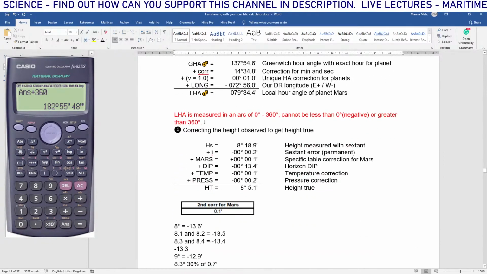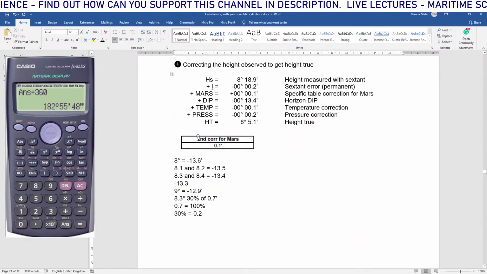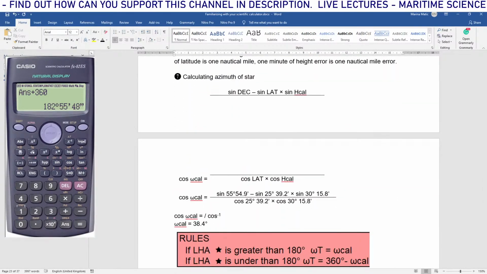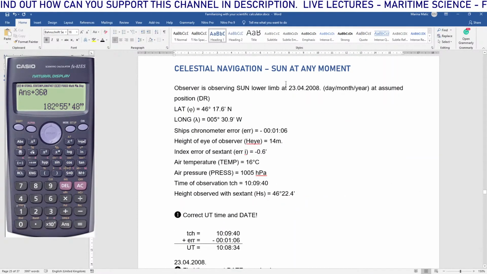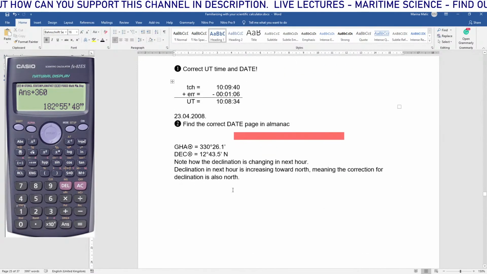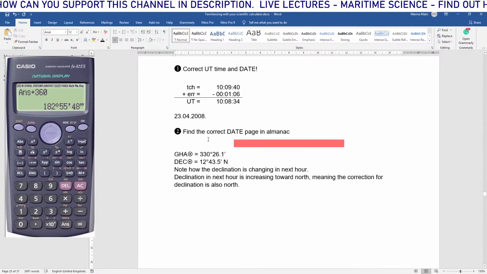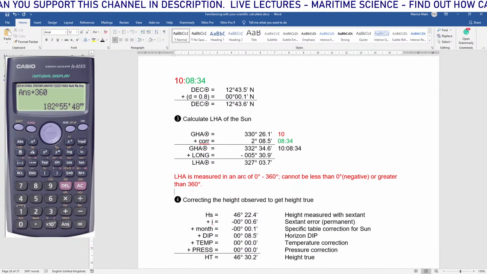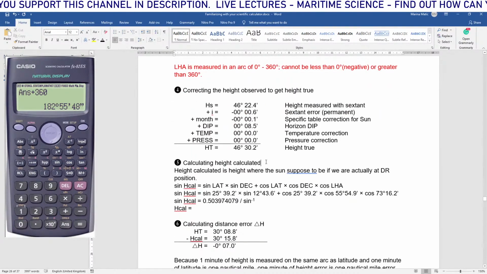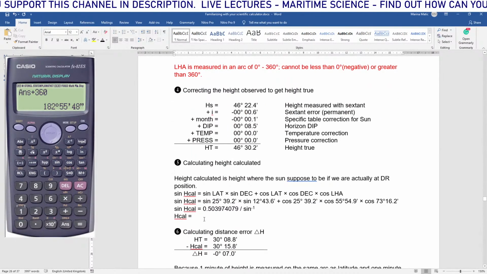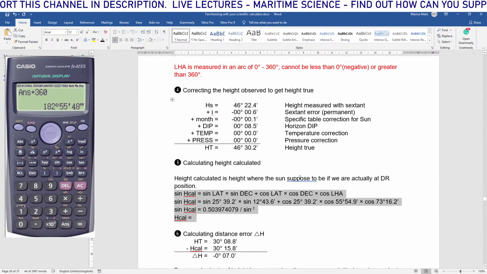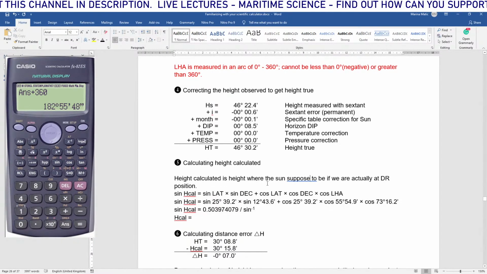And that was for planets. And then we had the sun. Let's go to the sun. The sun at any moment is calculated in the same way as a star and planet. You need to get the correct time, you need to get the correct local hour angle, and you need to correct the height, and then you do the calculated height and calculated azimuth. So the procedure for the sun in any position was the same.